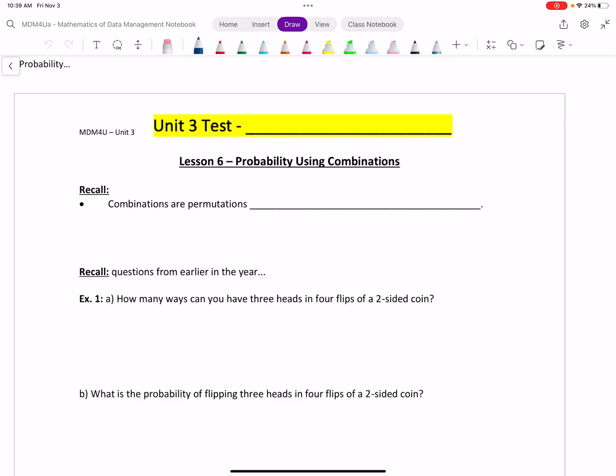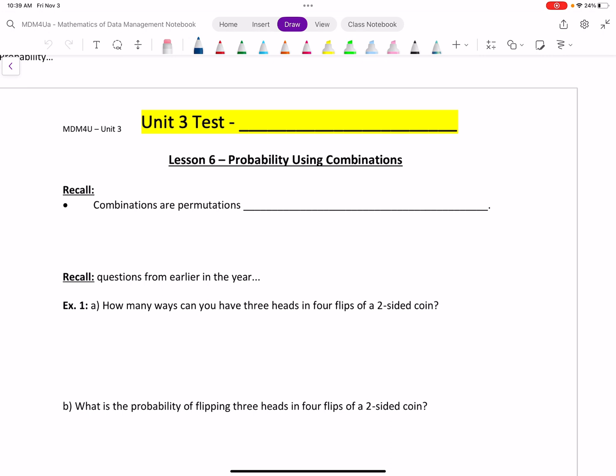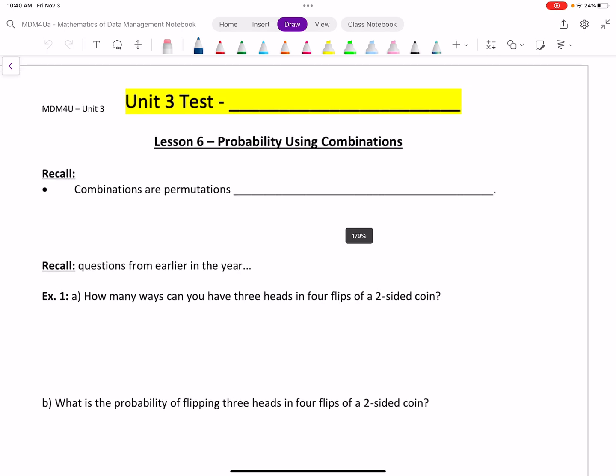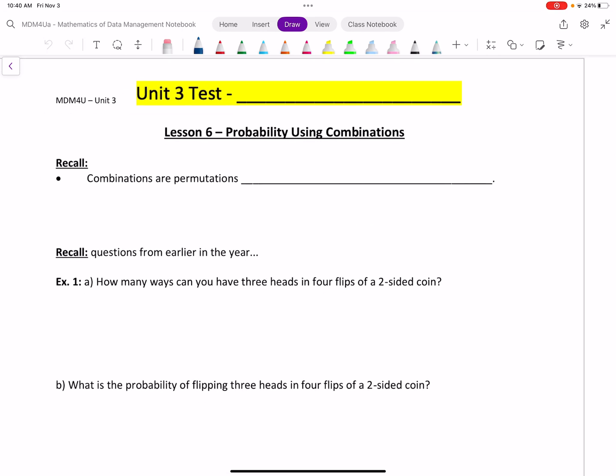This is our sixth lesson, the last lesson of this unit, and today we're going to talk about probability when we have combinations. Some of this you will have seen before, but some of it's going to be a bit new, so don't rush through it, but feel free to try some of these questions without listening to me and see how you do.